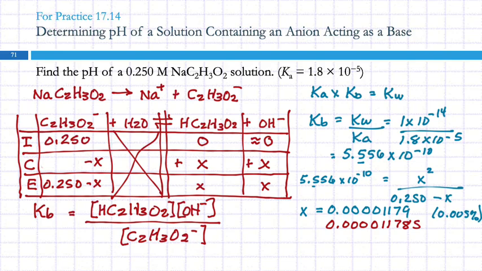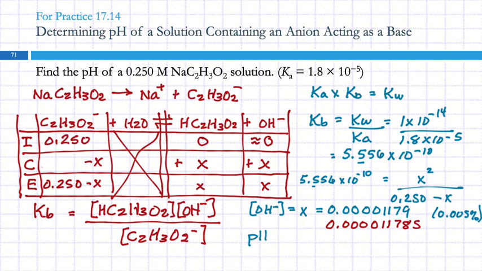Is this the pH? No, it's not even the hydronium ion concentration, right? This is the hydroxide ion concentration. So to get from hydroxide ion concentration to pH, we have to go around the circle. This is going to happen a lot, going around the circle, right?